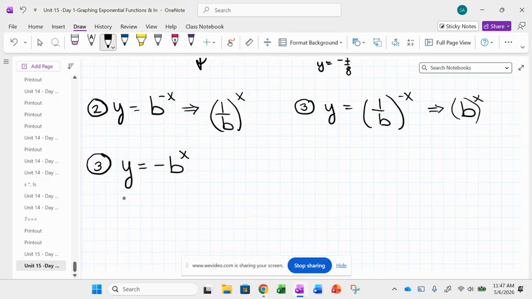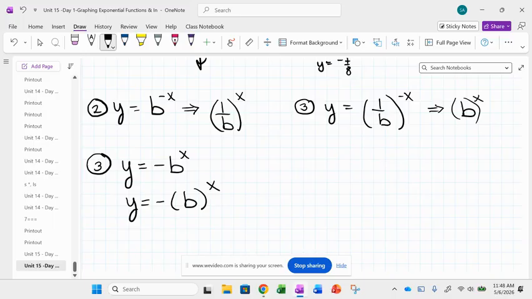Why is this important? This is important because for this one, this is going to be y equals the negation of b raised to the x power. So remember I said our base can never be negative, but is this a negative base if I put a negative in front of it? No, the base isn't negative. So what is this saying to do? This is saying graph your exponential and then negate it.